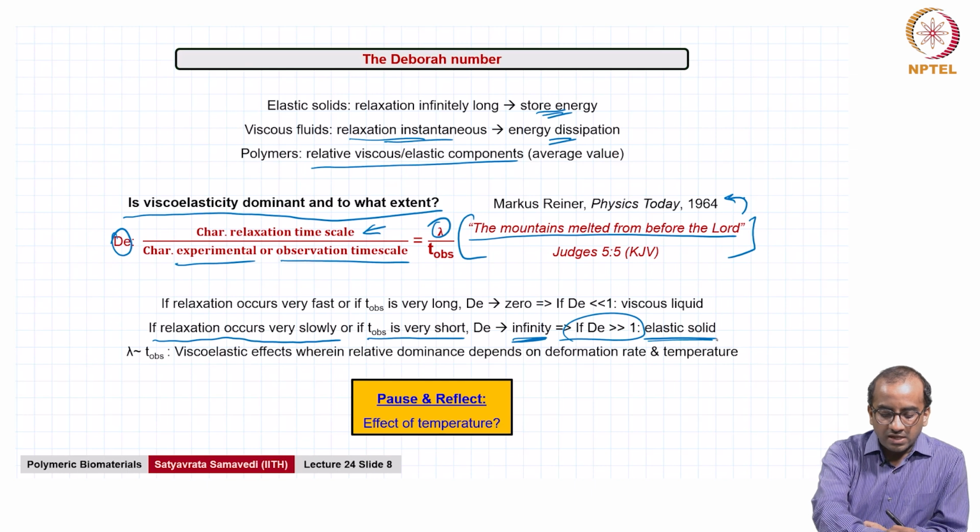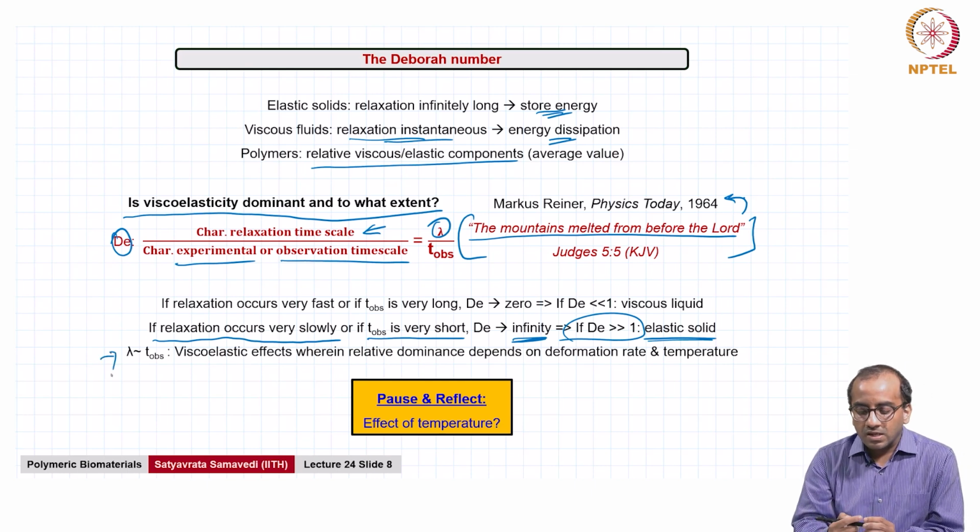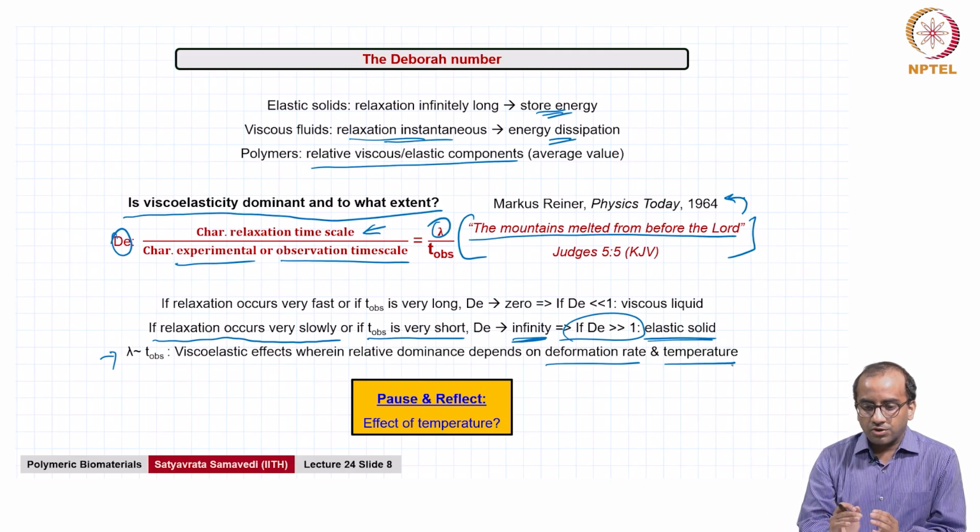And when the time scales are reasonably comparable, that's when you get viscoelastic effects based on the relative contributions of the viscous and elastic components, which depend both on deformation rate and temperature. Deformation rate we have looked at quite a bit, not just in this lecture but in previous lectures as well. Temperature is also something we have looked at quite a bit, and I would like you to pause and reflect on this. How does all of this depend on temperature?